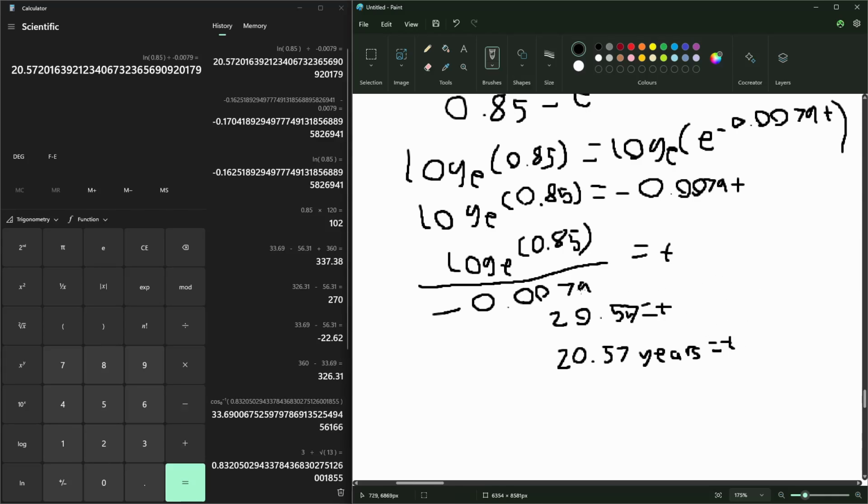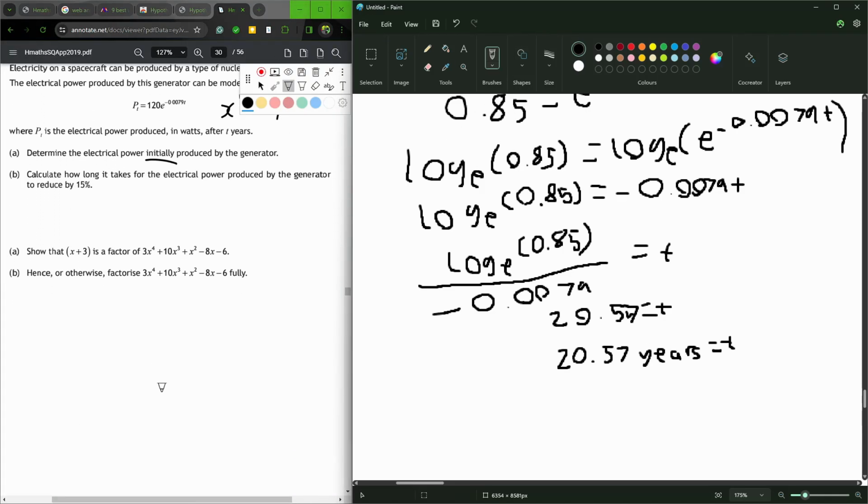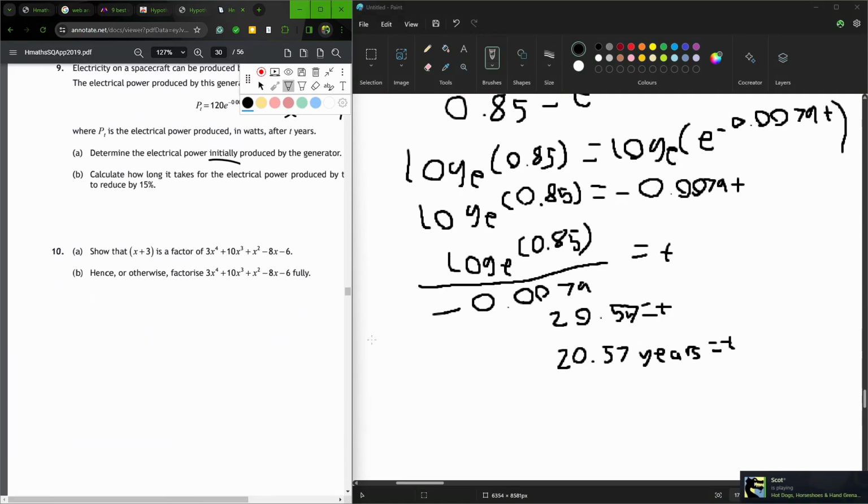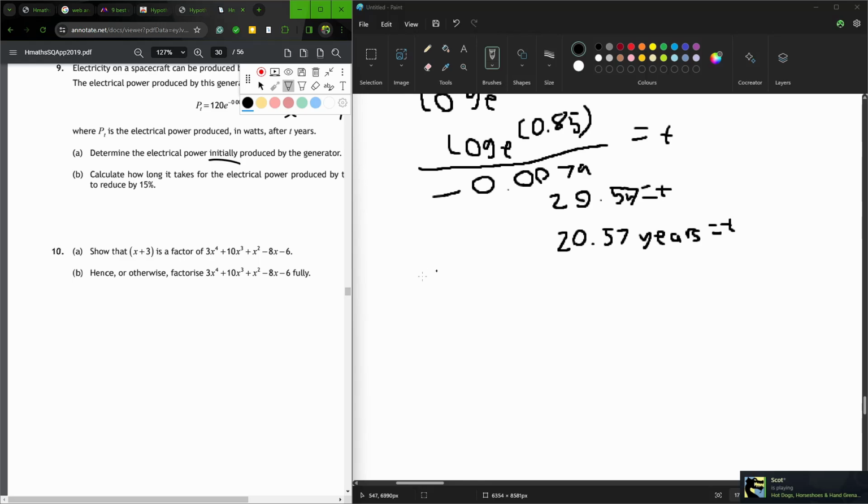Perfect. Okay, moving on. Ooh, we're on to 10. So yeah, we're actually getting close, guys. Well, close, I mean, it's like halfway there.